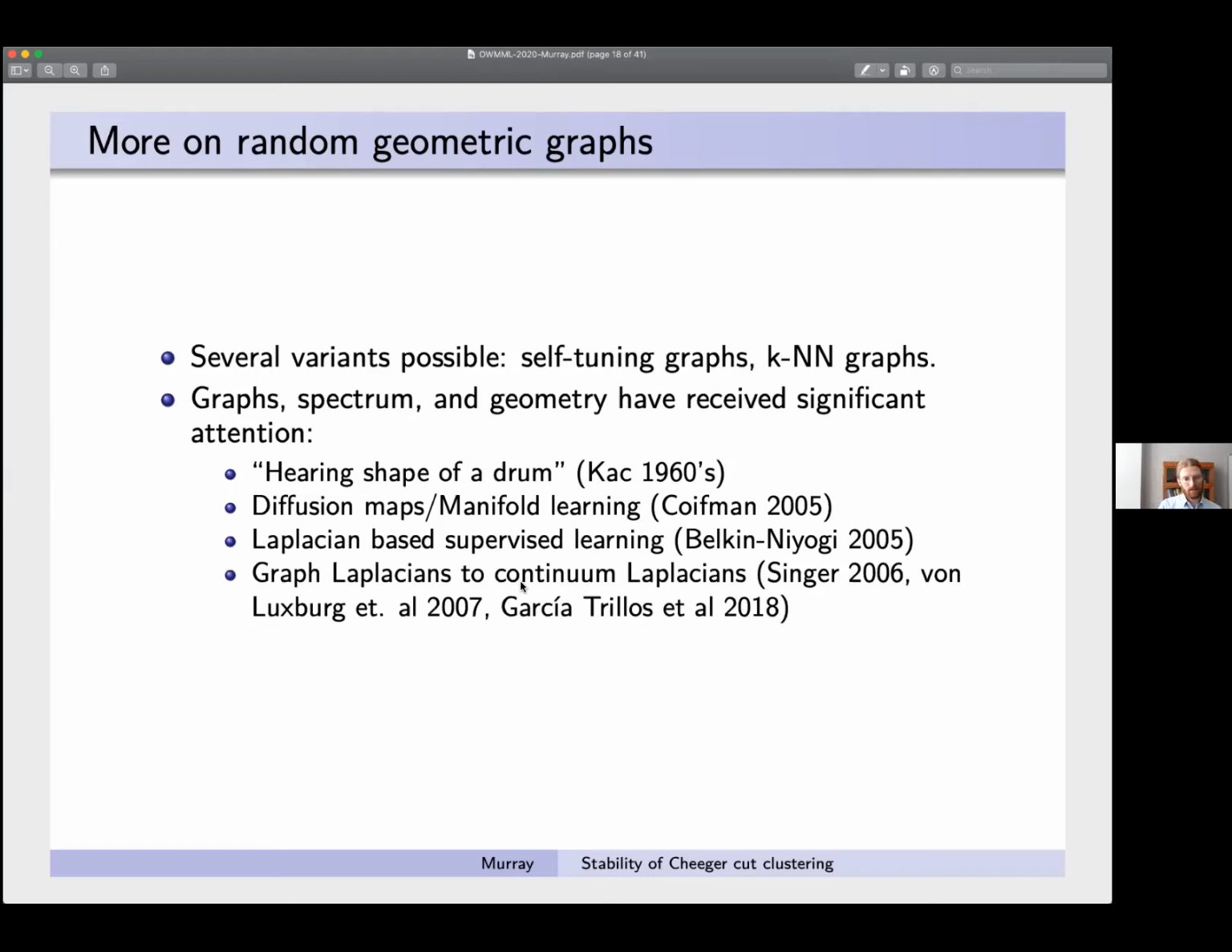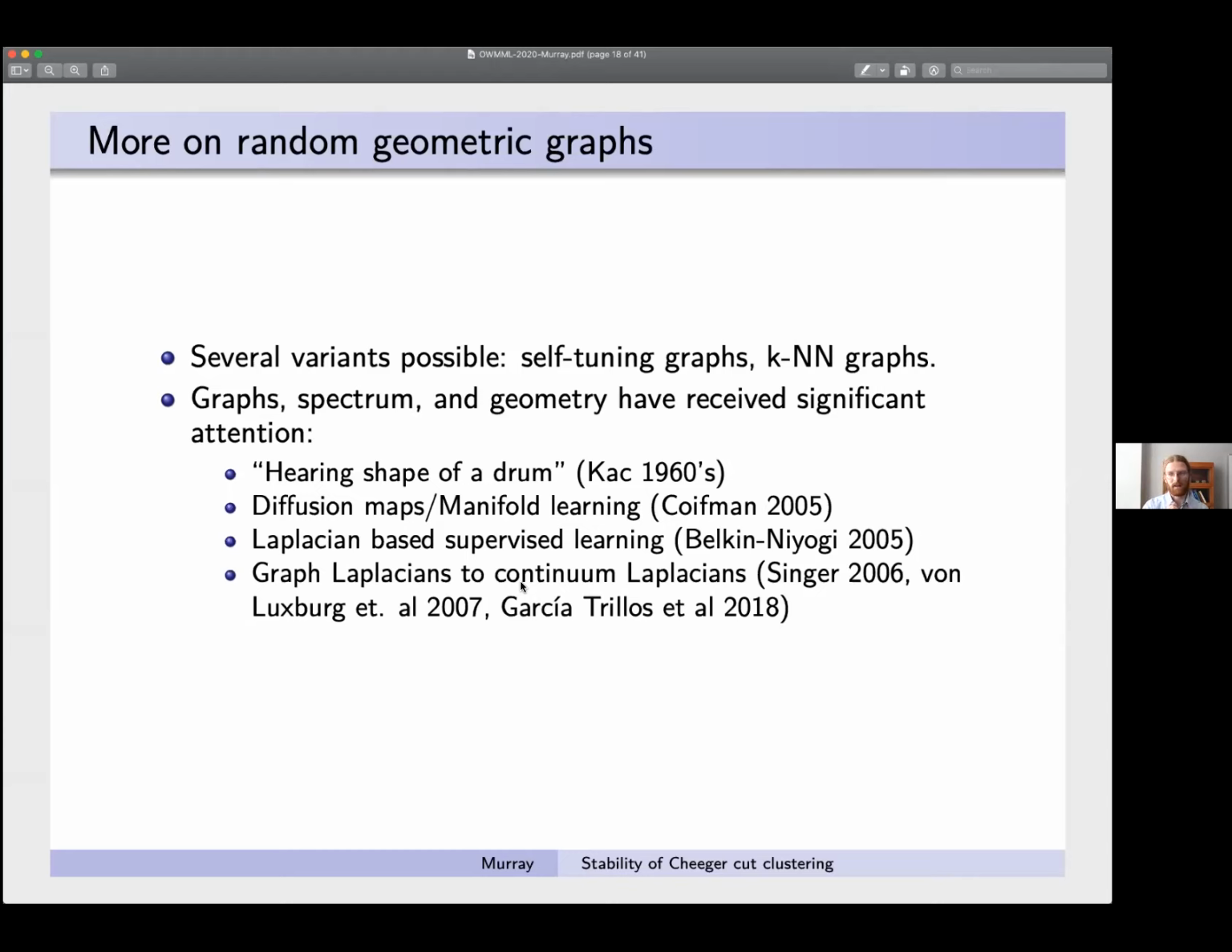And then there are these other works more related to machine learning, relating to diffusion maps, manifold learning. There's Laplacian-based supervised learning. These are by people like Coifman and Belkin and Niyogi in the 2005 range. And there was this rigorous connection that has been drawn between graph Laplacians on these random geometric graphs and continuum Laplacians that has been studied over the last 15 years. I put just a few names here. I'm not intending to be exhaustive, but just to give some indicator that this is something that people have considered quite a bit.